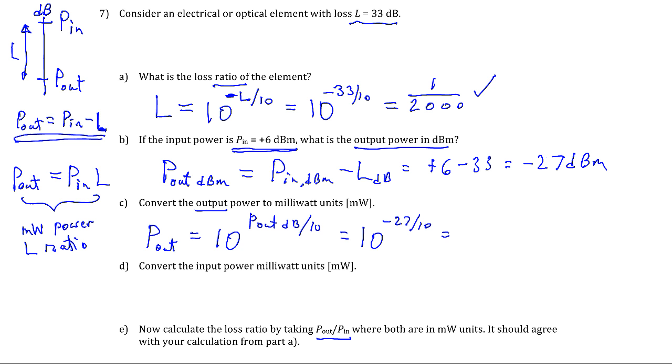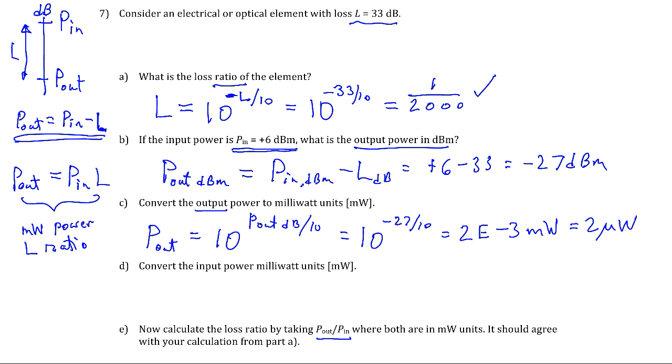10 raised to the minus 2.7 is 1.99 times 10 to the minus 3, or let's call it 2 times 10 to the minus 3. And this is going to be in milliwatts. Okay, you could write this as 2 microwatts. Micros are 1,000 times smaller than milli.